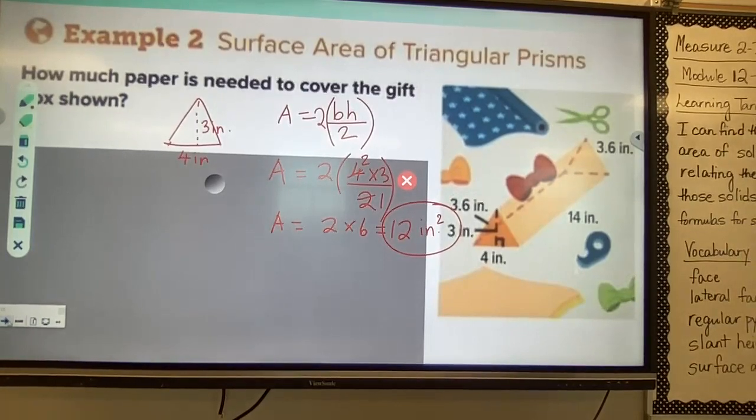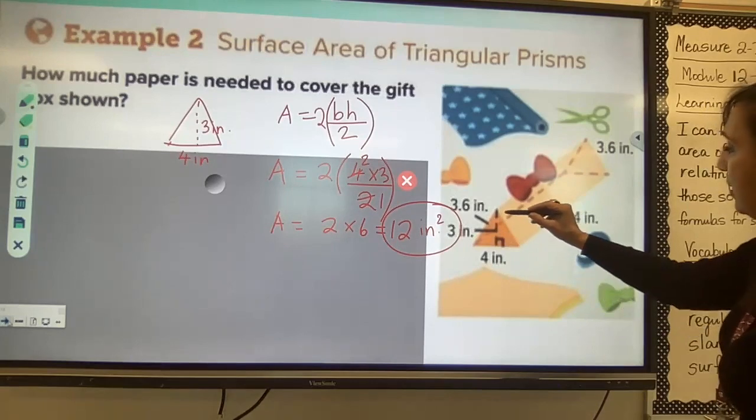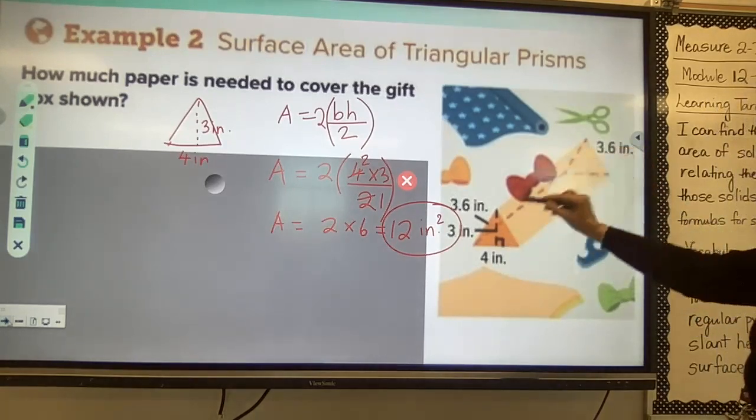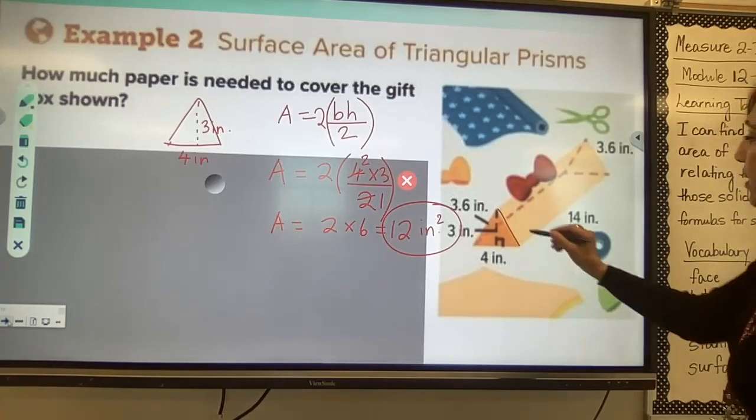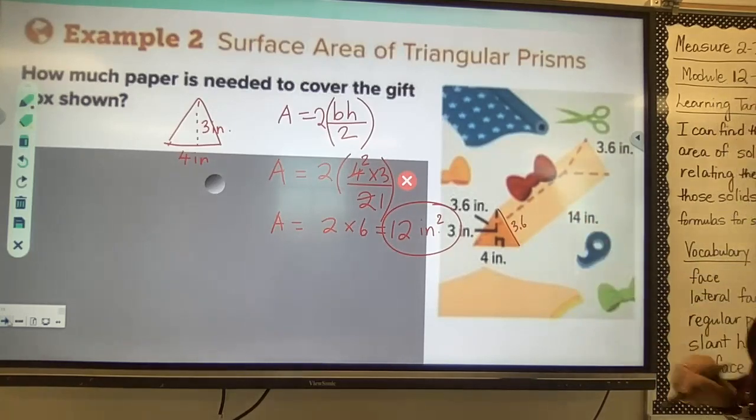Okay, now let's look at the faces. Since this is an isosceles triangle, as I can see, 2 of the faces are going to have the same measure, and then the third face is going to be different. Okay, so let's look at the first face of the rectangle. If I'm looking at this rectangle here, I have 3 6/10 times 14.